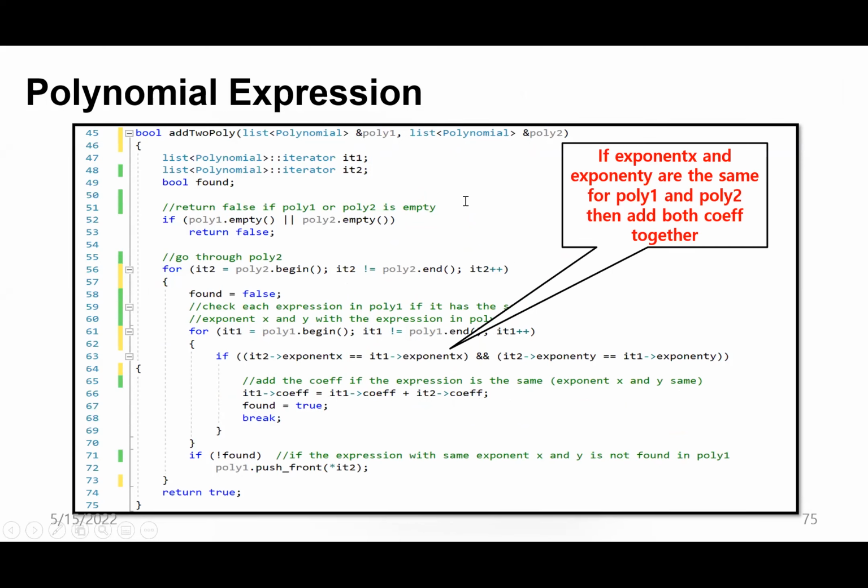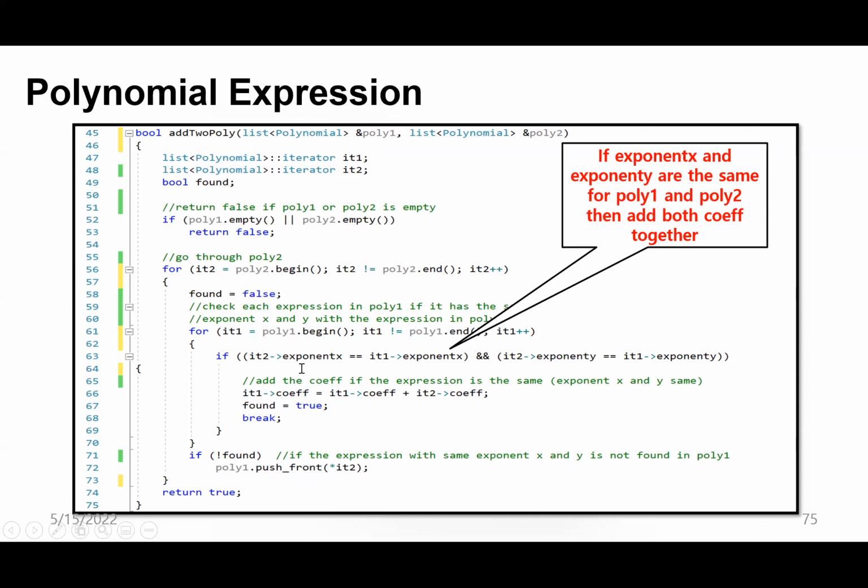add 2 polynomials? You can see here my for loop, I will start with poly 2. So I go through every expression or every node in poly 2. Then inside this, I have another for loop where I will go through poly 1, right? So for every expression in poly 2, I will compare to every expression in poly 1 whether the exponent x and y match or not. This if statement you can see.